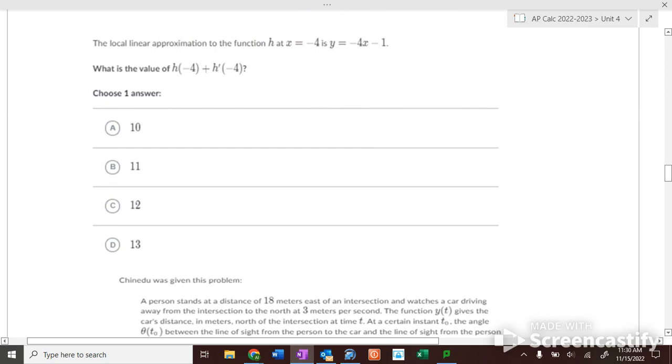Linear approximation for this. What's the slope here? Negative 4, right? So then h of negative 4, if you stick negative 4 into this function, you get 16 minus 1, which is 15. So it's 15 plus a negative 4, which is 11.